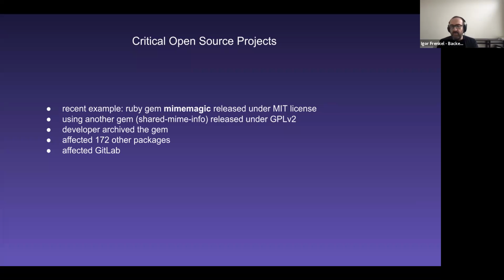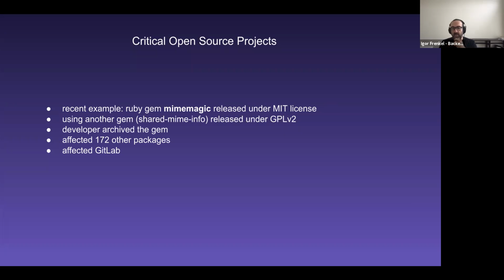There's a recent example that we've all heard about because it even affected GitLab. It was the Ruby mimemagic gem that the maintainer released under MIT license, and the gem that the maintainer relied on was shared-mime-info, which was released under GPL v2. And so someone basically told the maintainer, you should take it down, or you should change your license. And the developer, I'm not going to judge why he did it, took down the gem and archived it, which affected something like 500,000 repositories, but really 172 other packages, including something we relied on at GitLab.